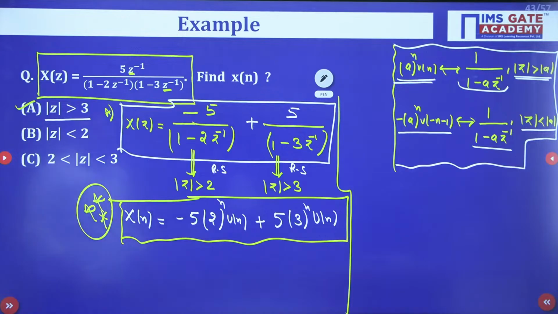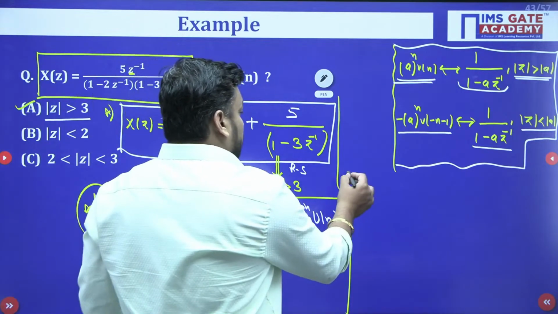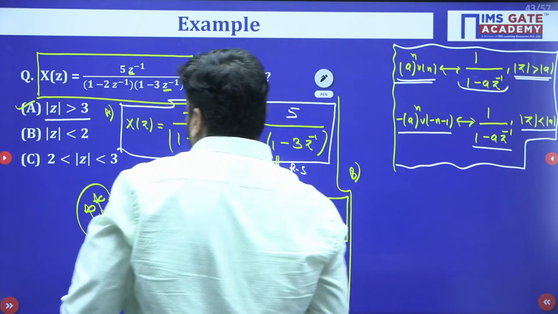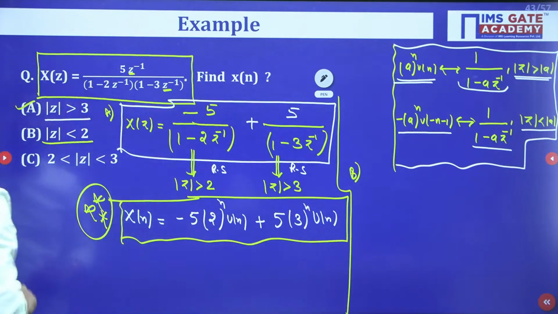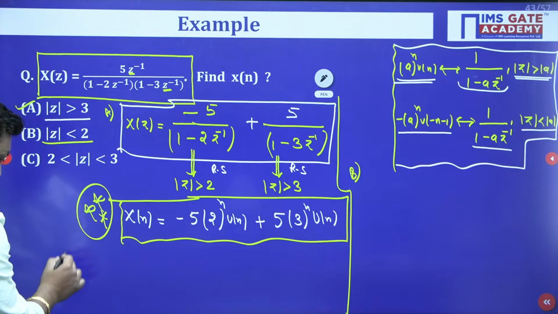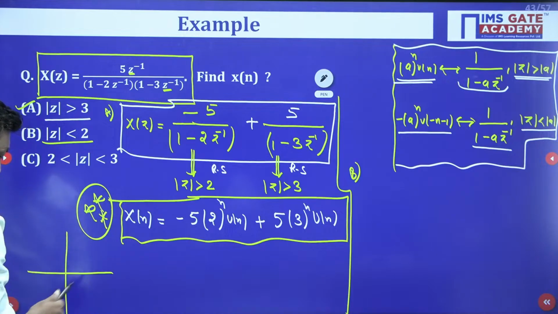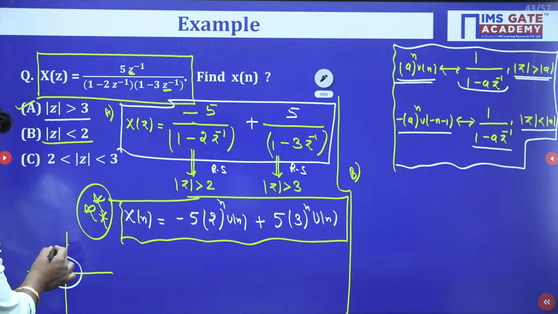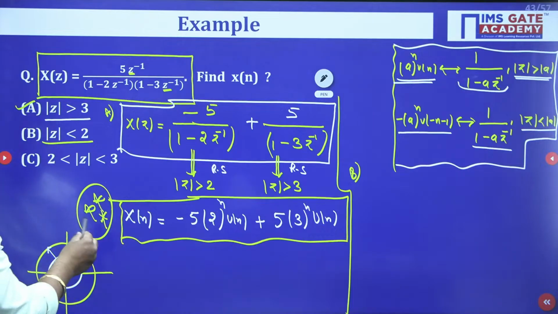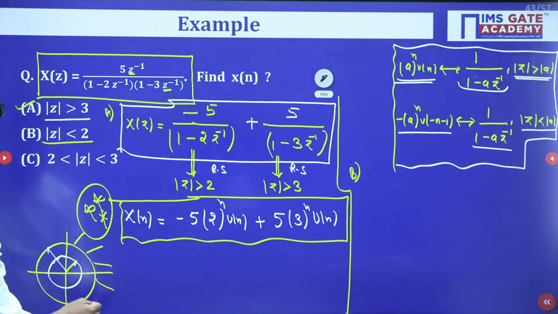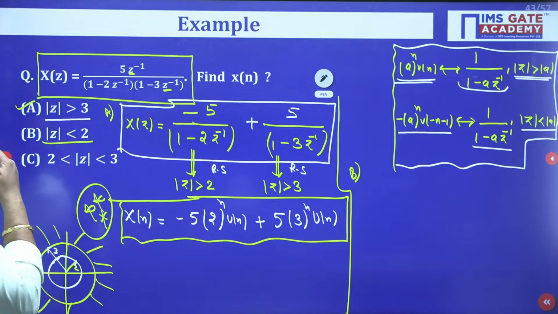Yes. So students, if I talk about the B question, where the ROC is mod of z less than 2. In case number 1, we have two circles, one having the 2 radius and the other having the 3 radius. This is my 2 radius circle, this is my 3 radius circle, and the ultimate ROC is outside the outermost circle. So earlier we had the ROC outside the 3 radius circle.